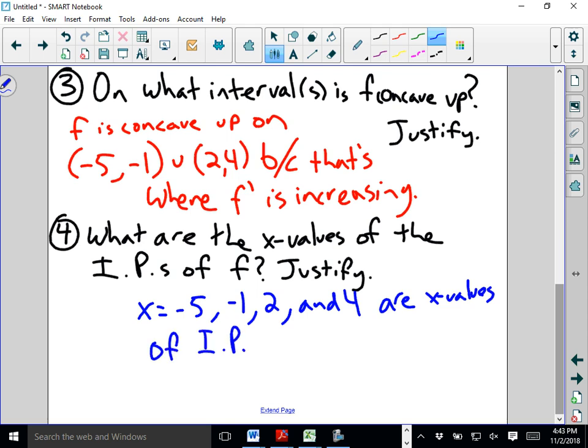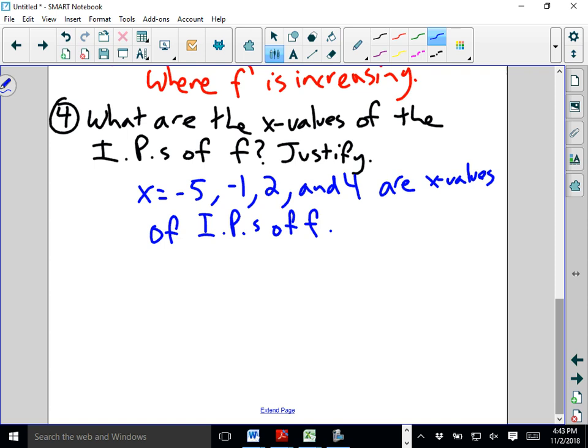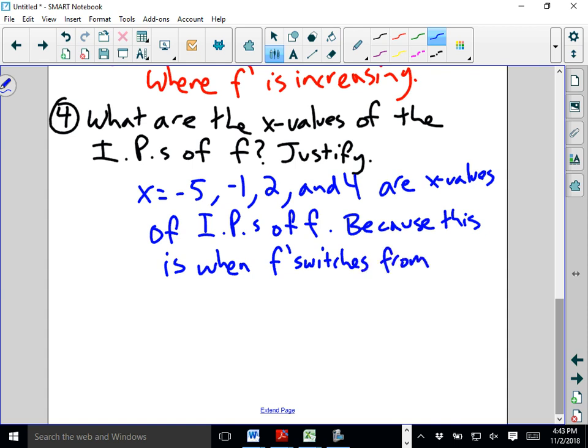Okay. Those are inflection points of f, and I want to justify. I'm going to say, because this is when f prime switches from increasing to decreasing, or vice versa.